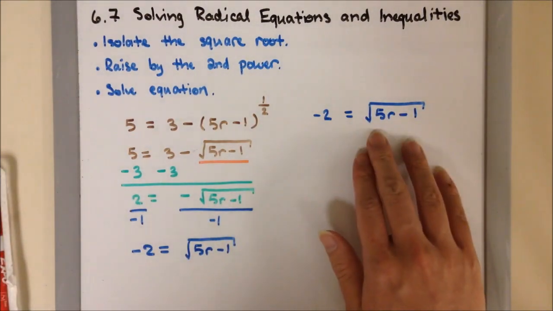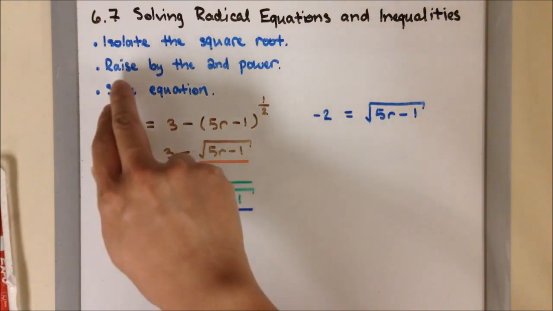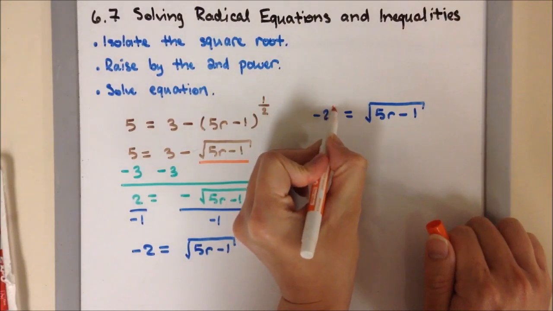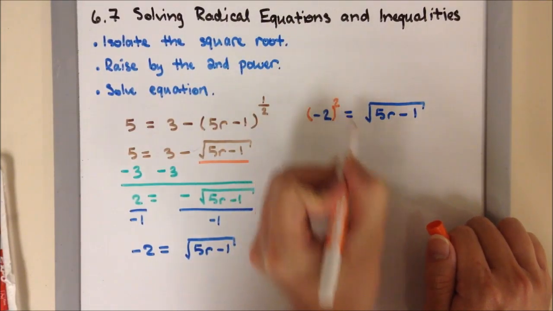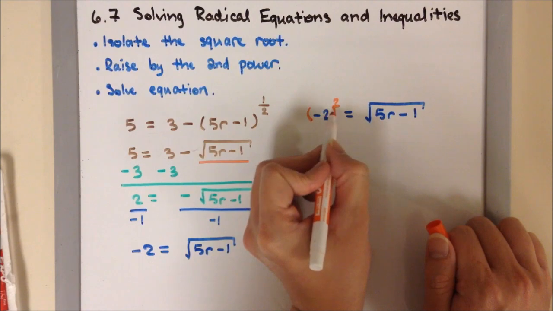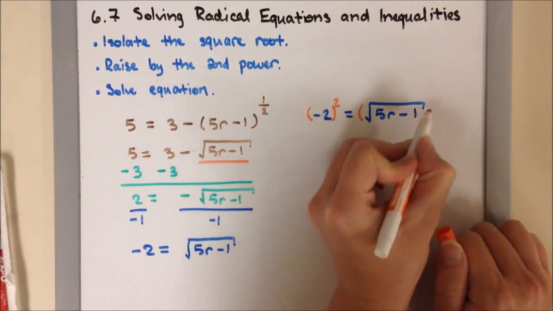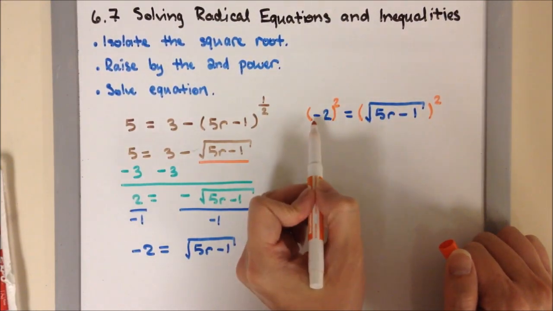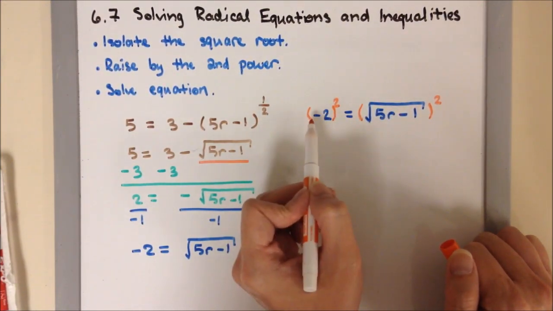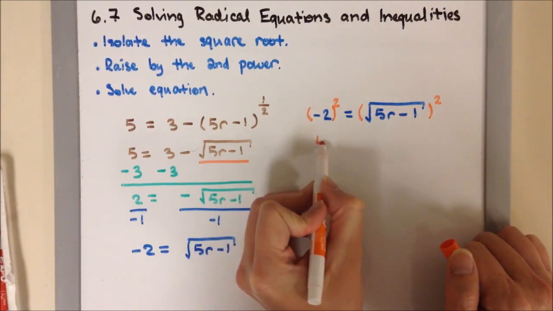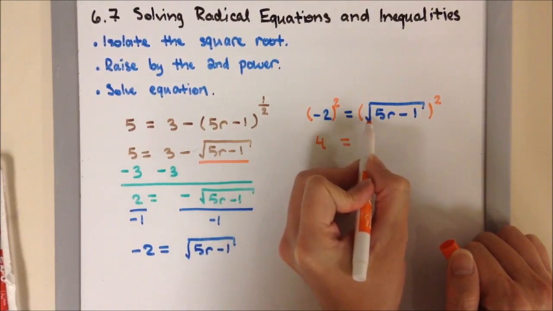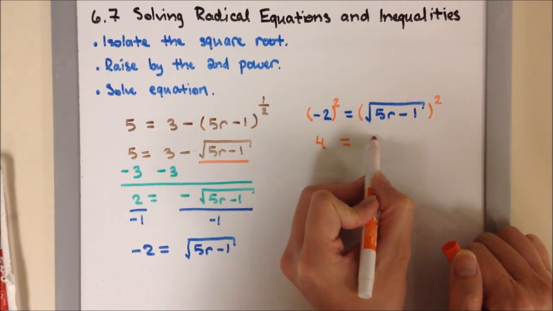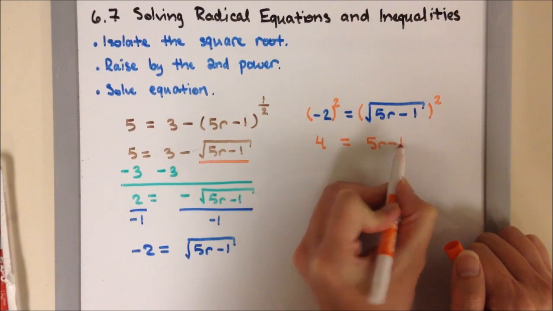Now once we get the square root by itself and it's positive, we're going to raise both sides to the second power. So I'm raising the left side by 2, and I'm raising the right side by 2, and I'm raising the whole thing by 2. So negative 2 squared, that means negative 2 times negative 2, which is positive 4. And then when I'm raising the square root to the second power, I'm simply going to write the inside, which is 5r minus 1.